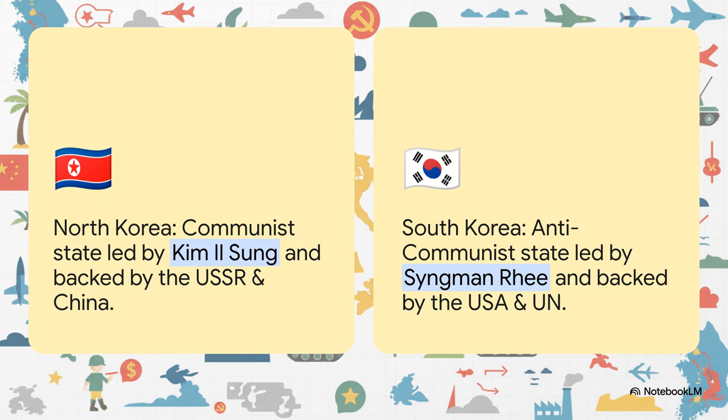This slide gives you a perfect snapshot of the situation. After World War II, Korea was split right down the middle, along a line called the 38th parallel, and you can see the superpower influence written all over it. In the north, you've got the communist Kim Il-sung, propped up by the USSR and China. In the south, you've got the fiercely anti-communist Syngman Rhee, backed by the USA and, importantly, the United Nations. The stage was set for a massive collision.